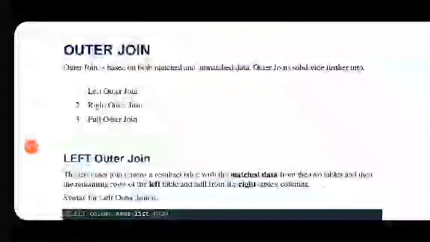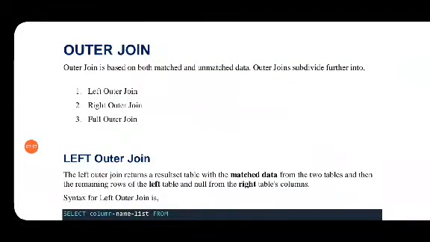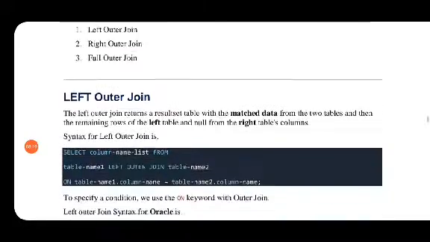Okay, this is clear. Now next we will move to outer join. Now this outer join is based on both matched and unmatched data. Like natural join was basically on the matched data, but here the outer join is done with matched and unmatched both the data. Now we have got three categories of outer join: left outer join, right outer join and full outer join. Let us discuss one by one. We will start with left outer join.